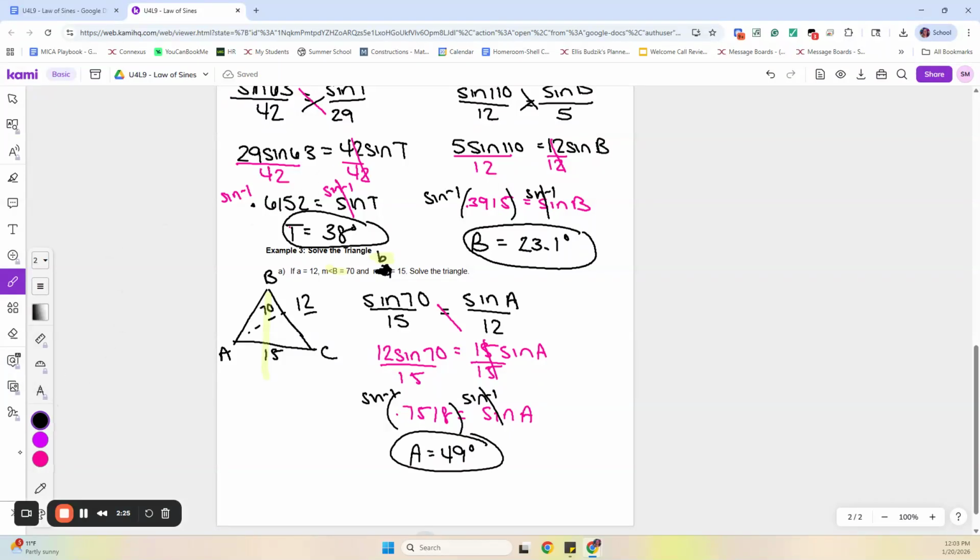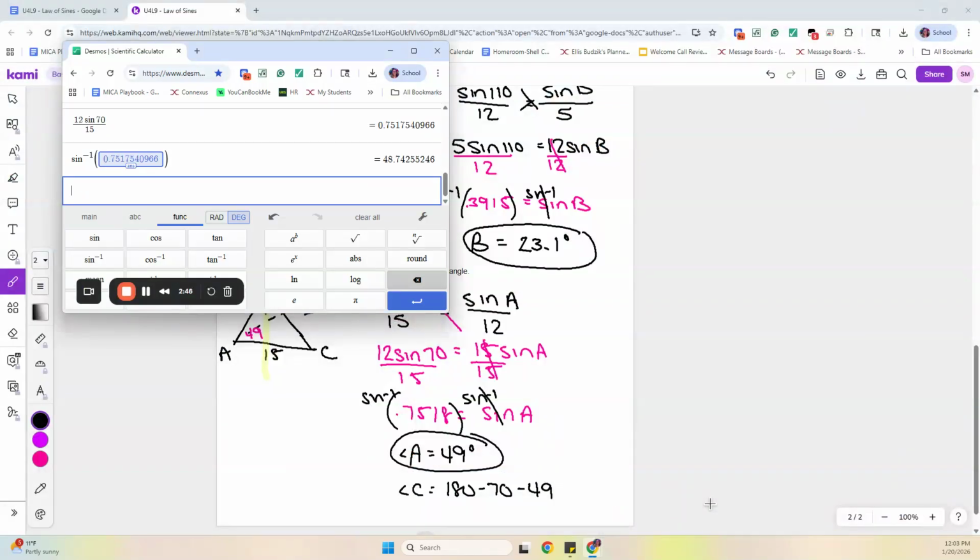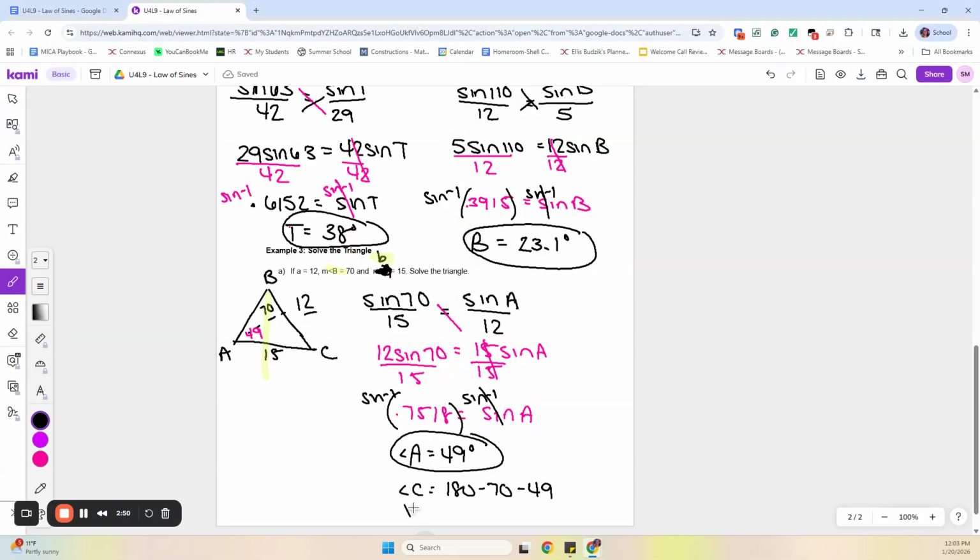So I always like filling that in. So if I know my A is 49 degrees, now I got 2 of my angles, so I can find the third pretty easily. So then for angle C, what I'm going to do is I'm going to do 180 minus the 70 they gave me, minus the 49 that I got. So 180 minus 70 minus 49, and we get 61. So angle C equals 61 degrees. Okay.